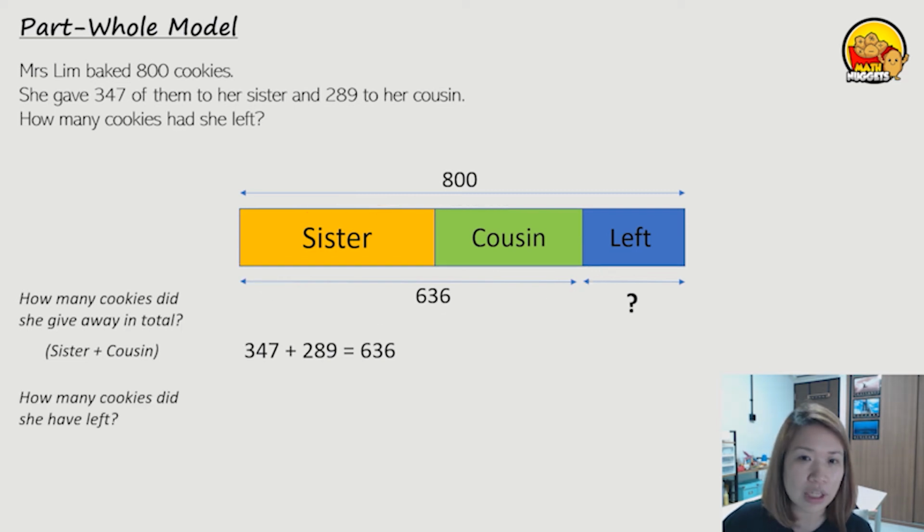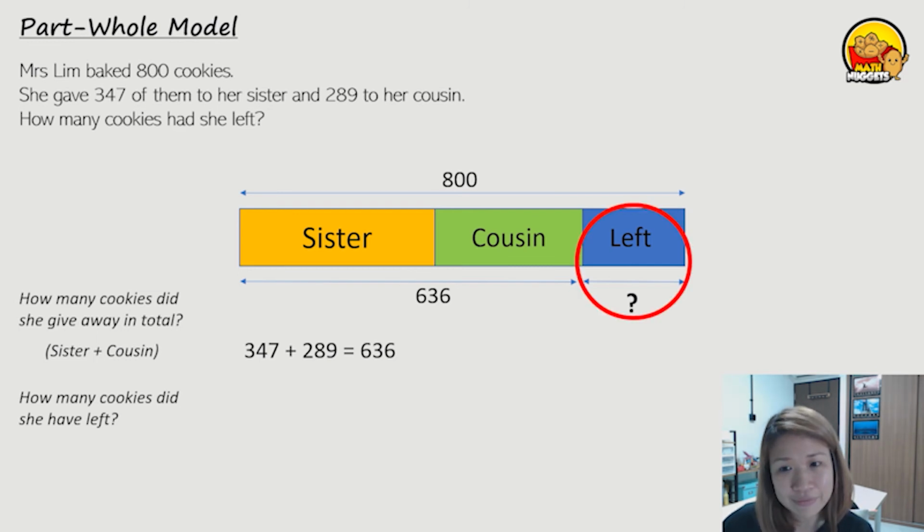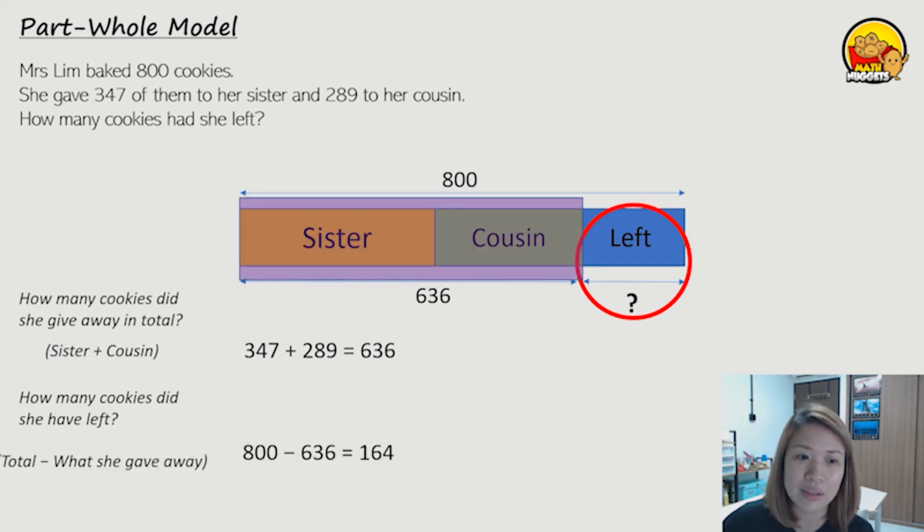Now, how many cookies did she have left then? If she started off with 800 cookies in total, and she had given away 636 cookies, means she's left with this part. So what should we do? In order to find that part, we simply need to remove or take away the purple part.